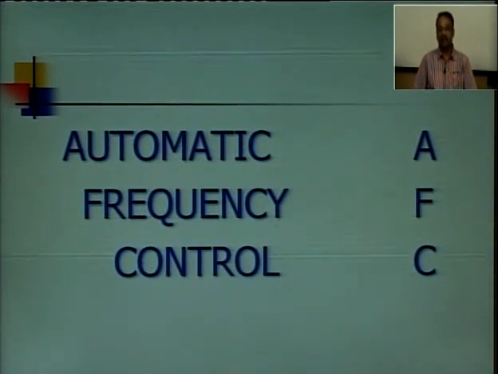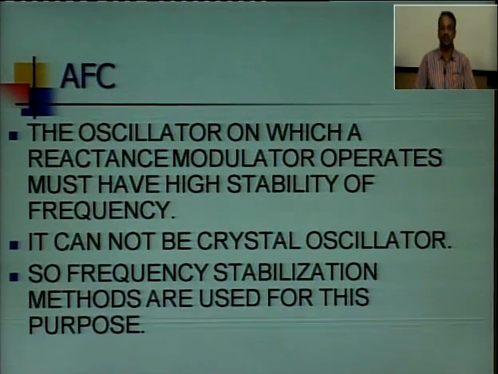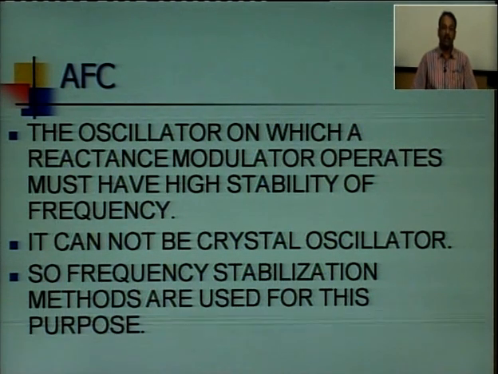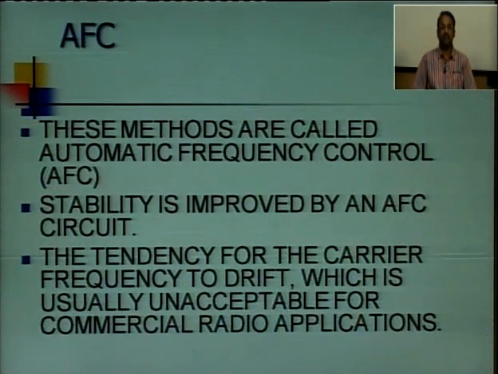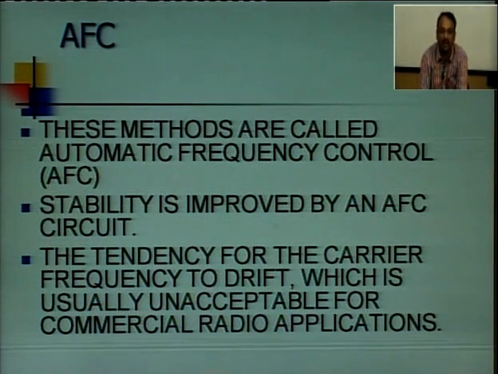Last is the automatic frequency control. As we already discussed, all the direct methods we have discussed use an LC oscillator for generation of oscillations, which is not a stable oscillator. The oscillator on which a reactance modulator operates must have high stability of frequency. It cannot be a crystal oscillator. So, frequency stabilization methods are used for this purpose. These methods are called automatic frequency control. Stability is improved by an AFC circuit.